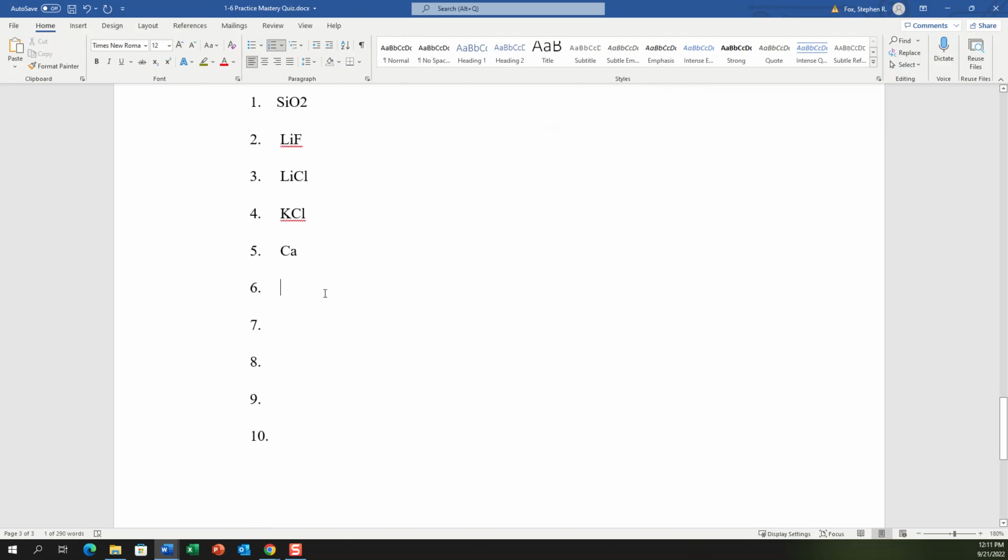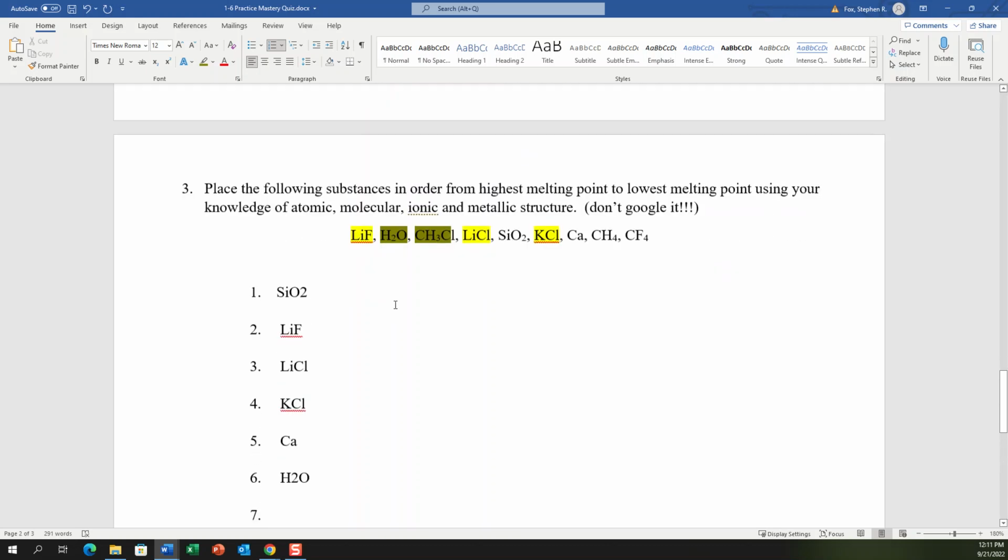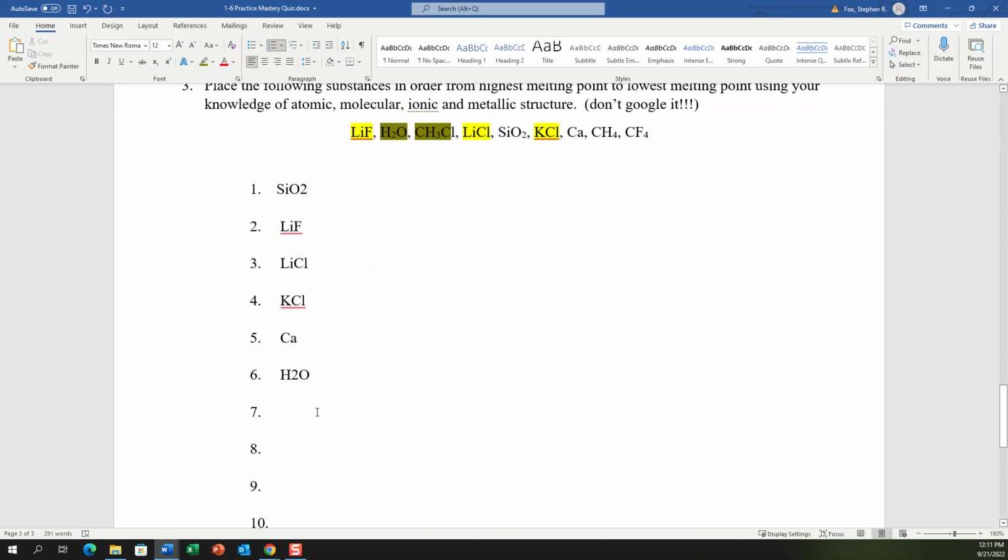Okay. We're going to go with water next because it's polar with an F-O-N bond, so it would have hydrogen bonding, whereas the chloromethane would be polar, but it doesn't have an F-O-N bond, so it would just have dipole-dipole interactions.